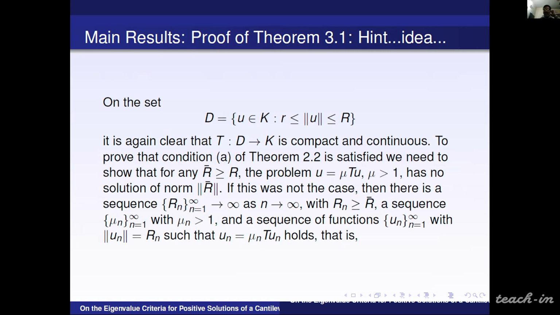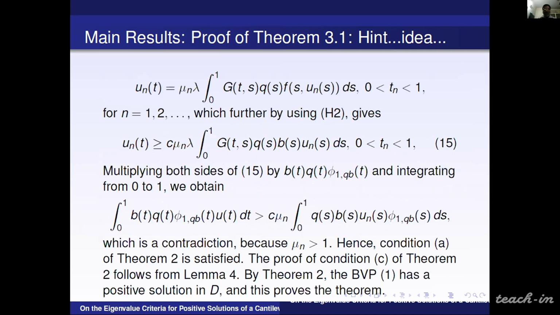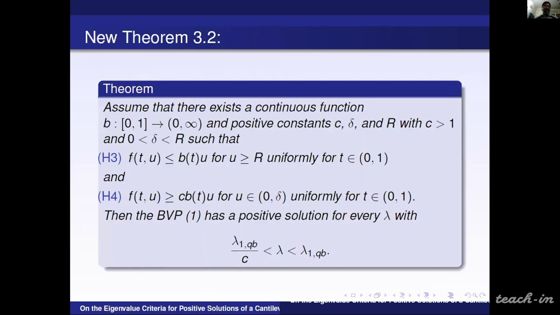Third condition we already proved in the theorem. So by theorem 2, the boundary value problem has a positive solution, because the fixed point of the operator T is a positive solution of the boundary value problem in the cone K. The second theorem says exactly the same way, but it is reversed here.